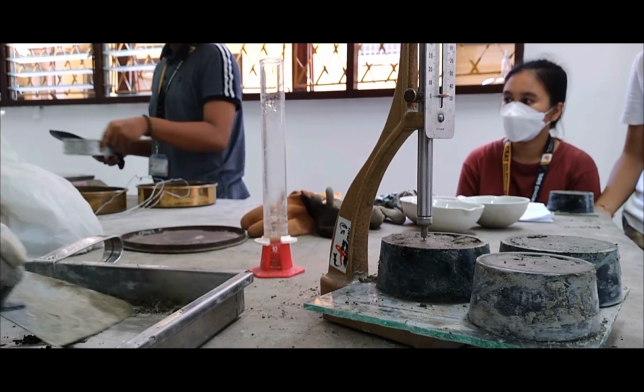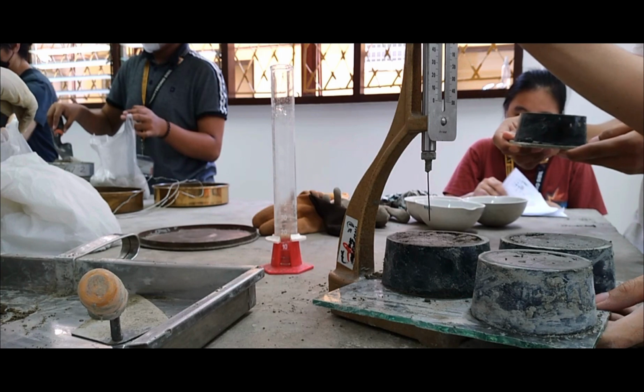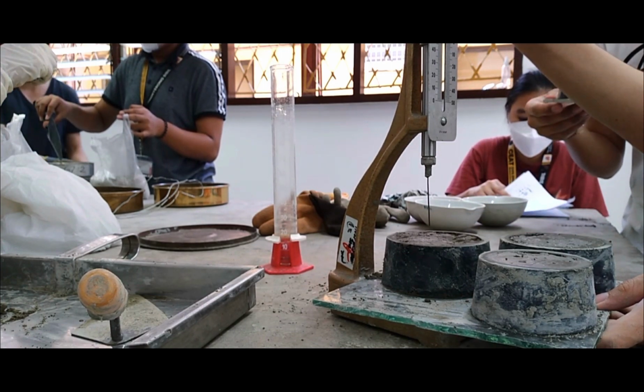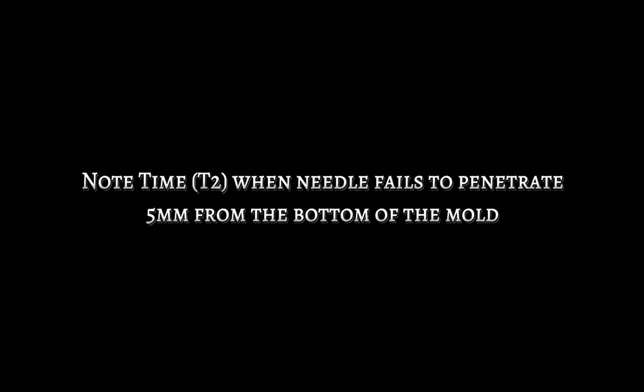Repeat this process, quickly releasing the needle after every 2 minutes until the needle fails to penetrate the cement paste for about 5 mm measured from the bottom of the mold. Note time T2 when the needle fails to penetrate 5 mm from the bottom of the mold.